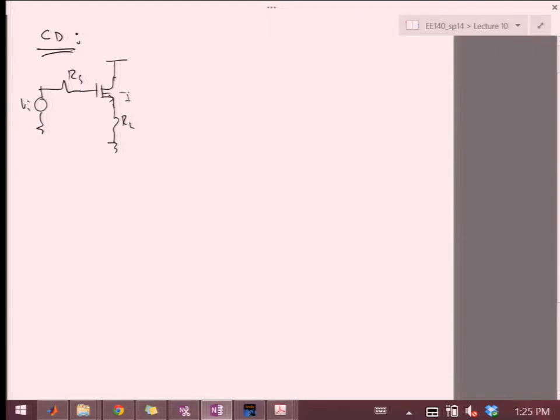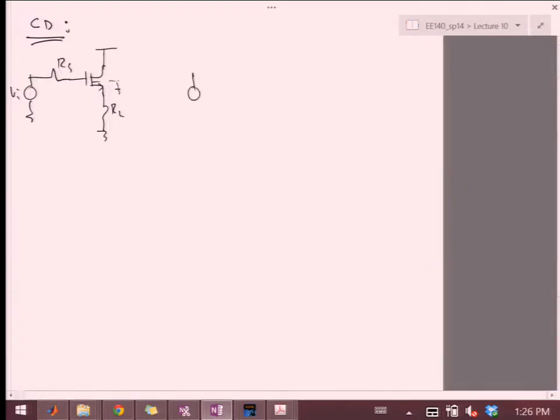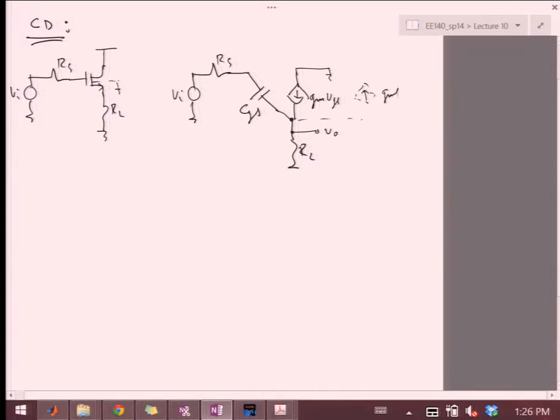Now, in this case, I'll ground this, just because there's an easy way for me to lump this effect in. So when I do the small signal, I have the RS, and then here, and then from here, and then notice that I can do here, so this is V out. I can do here GMB V out.